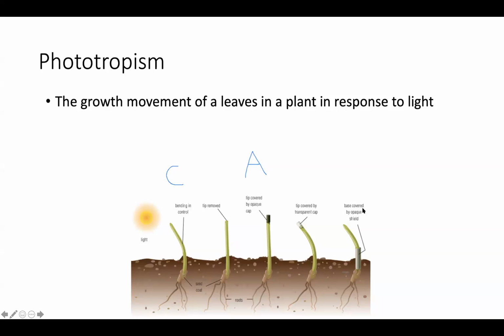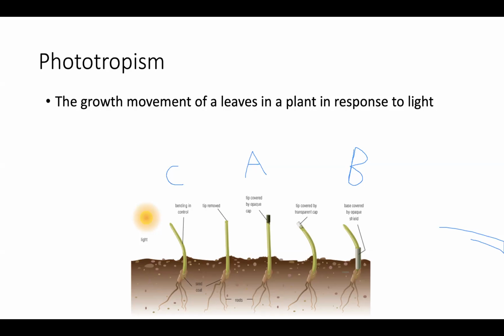If we look on the right side of this image, they were just trying to find out which part is actually responsible for the phototropism. So this is what they did on this side here. The base, right here, let's call this one B. Sorry that I have not been doing these in order. In this case, they covered the base with the opaque shield, and what they realized after they let it grow for a few days is that the plant would still grow in the direction of the sunlight.